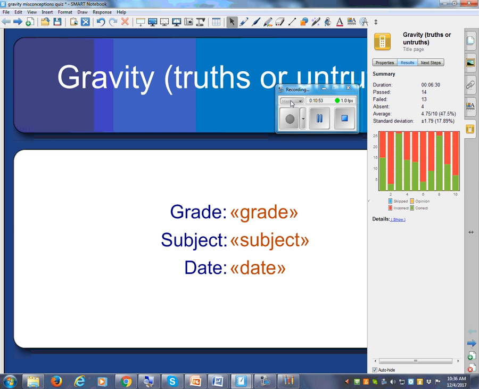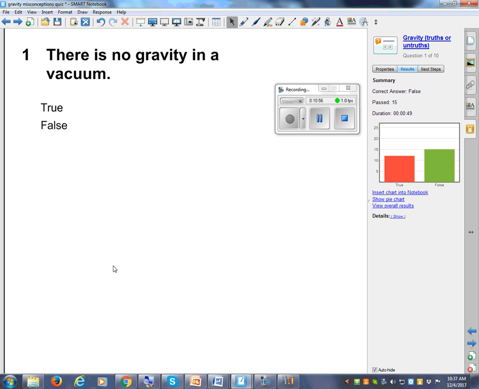Okay, well, let's just check the answers here. There is no gravity in a vacuum. Completely false. What do you think is holding the moon in place around the Earth? The gravity of space outside the Earth is space, right? What do you think is holding the moon in orbit around the Earth? Gravity! There is gravity. So that, of course, is false.